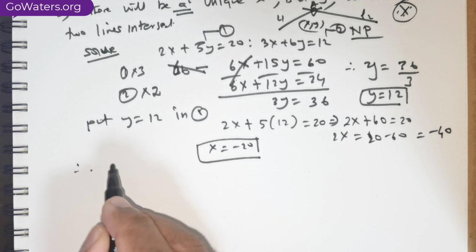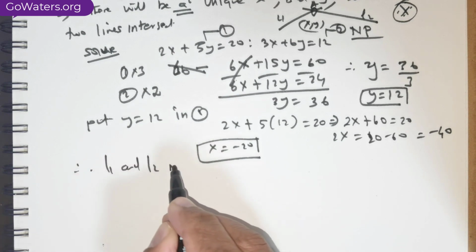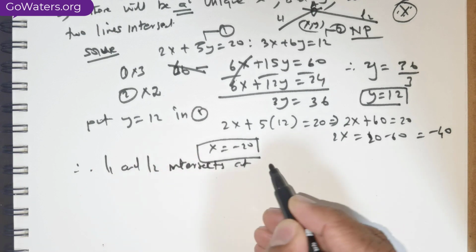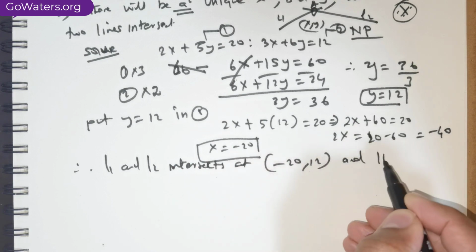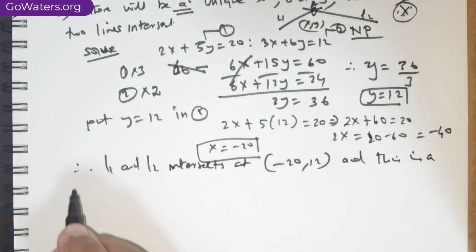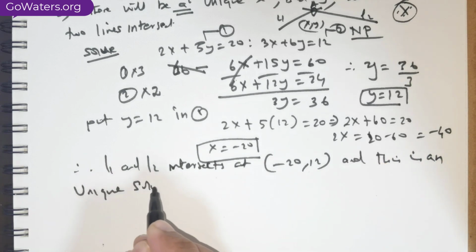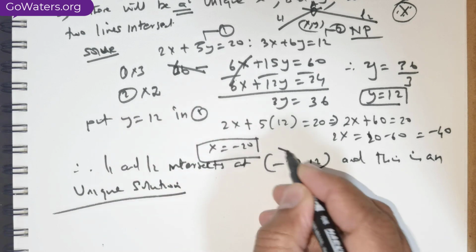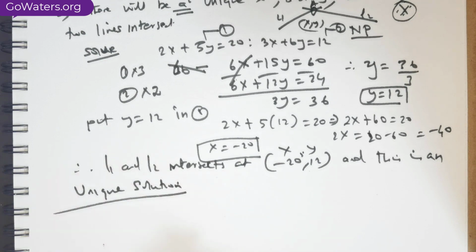So therefore the two lines, L1 and L2, intersect at negative 20 comma 12, and this is a unique solution. As I mentioned to you, you will not have any other intersection apart from this point x and y, right? So that is a very important concept I have explained to you here.